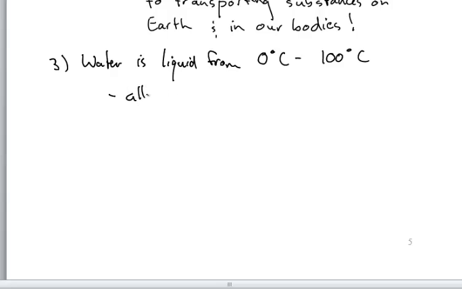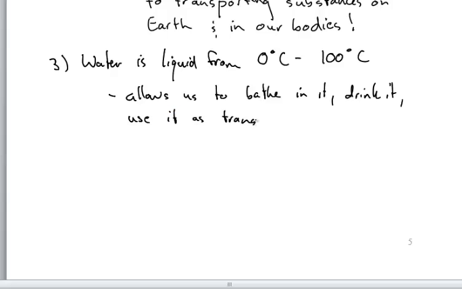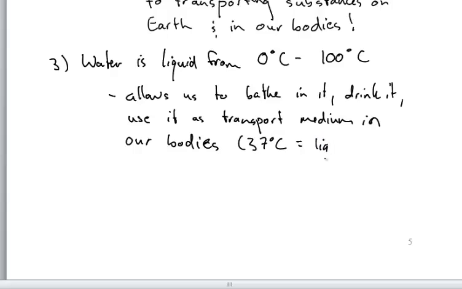This allows us to bathe in it, drink it, use it as transport medium in our bodies, because at body temperature 37 degrees Celsius it's still a liquid. If it was a gas, it wouldn't be very good for transporting things.